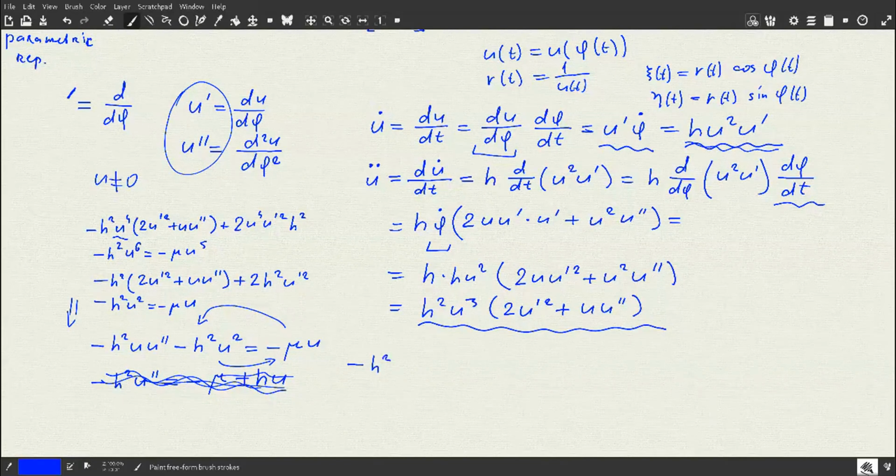Minus h squared u double prime minus h squared u equals minus mu. Let me put it that way. Now dividing by minus h squared both sides, we finally get u double prime, that is the easiest form, plus u equals simply mu divided by h squared.